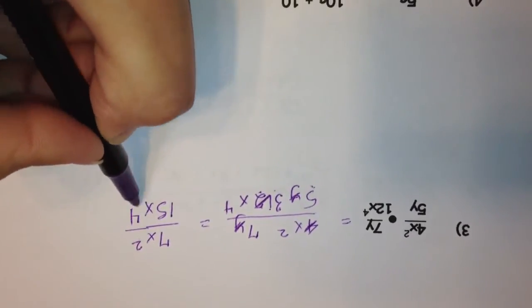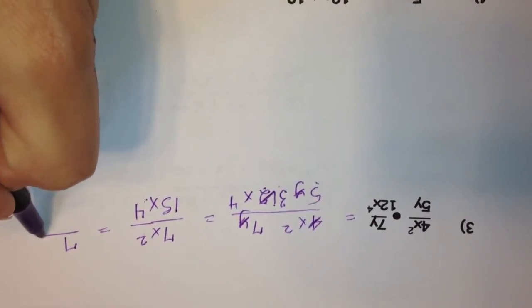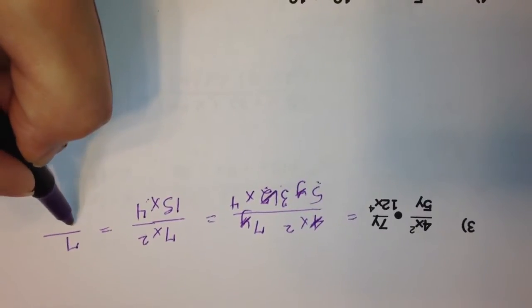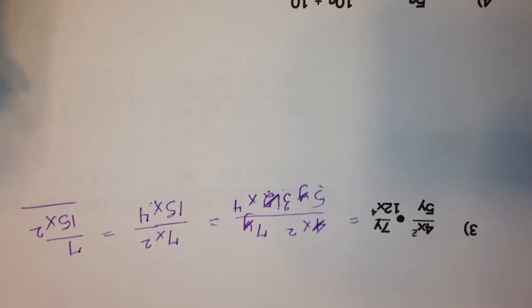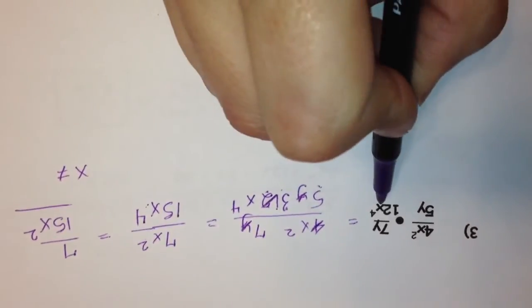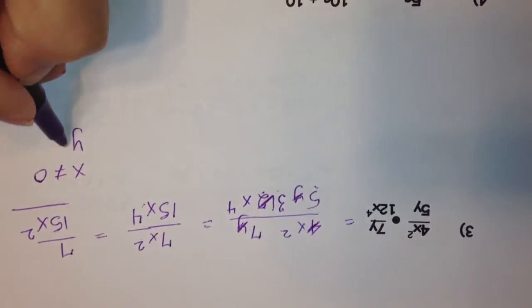And then I notice I can actually simplify my x squared and my x to the 4th. Remember, we subtract the exponents when we're dividing. And that leaves me with 7 over 15x squared. We have to remember to identify the values. X cannot equal 0, and right here, y cannot equal 0.